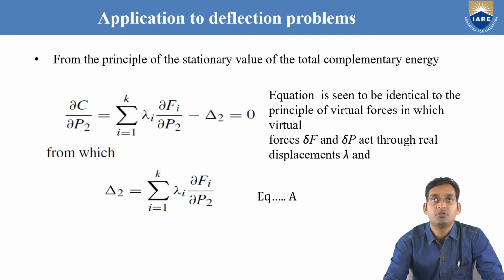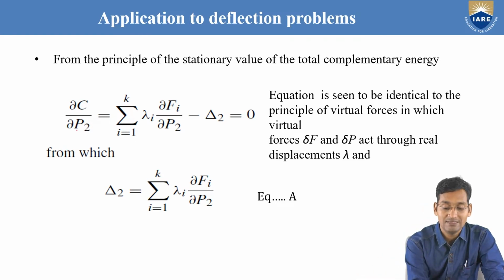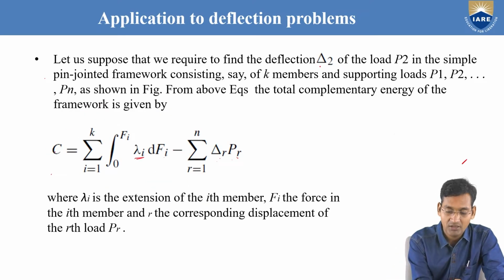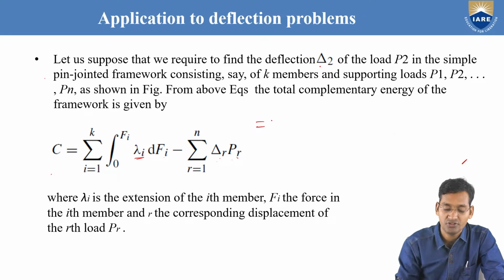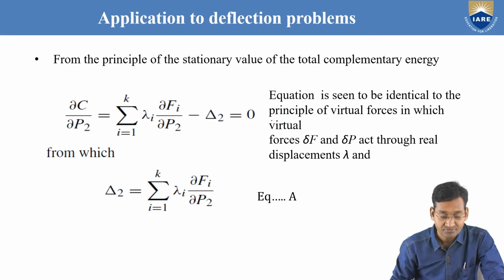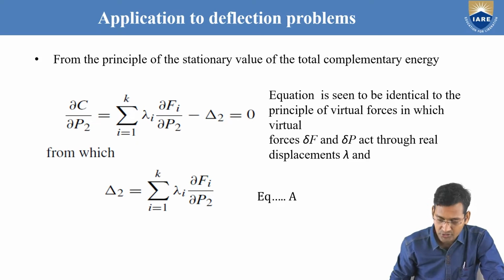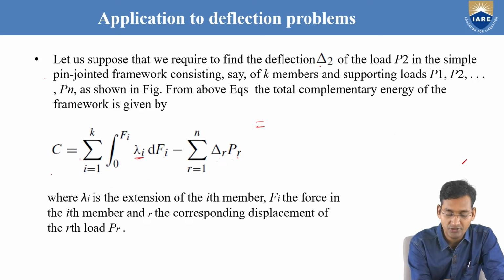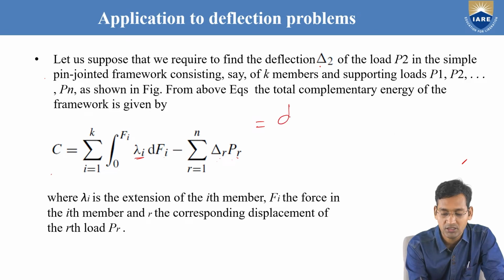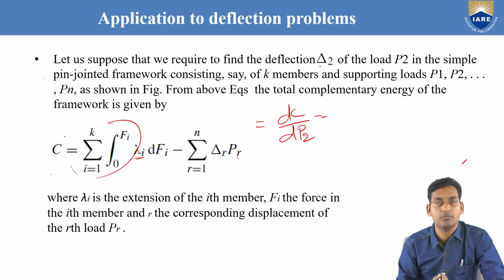Next is the principle of a stationary value of the complementary energy, which we have already seen. Whatever the value of C is here, now differentiate it with respect to P2, the load corresponding to what we are finding. So if we differentiate, dC by dP2 equals, after differentiating, what happens?